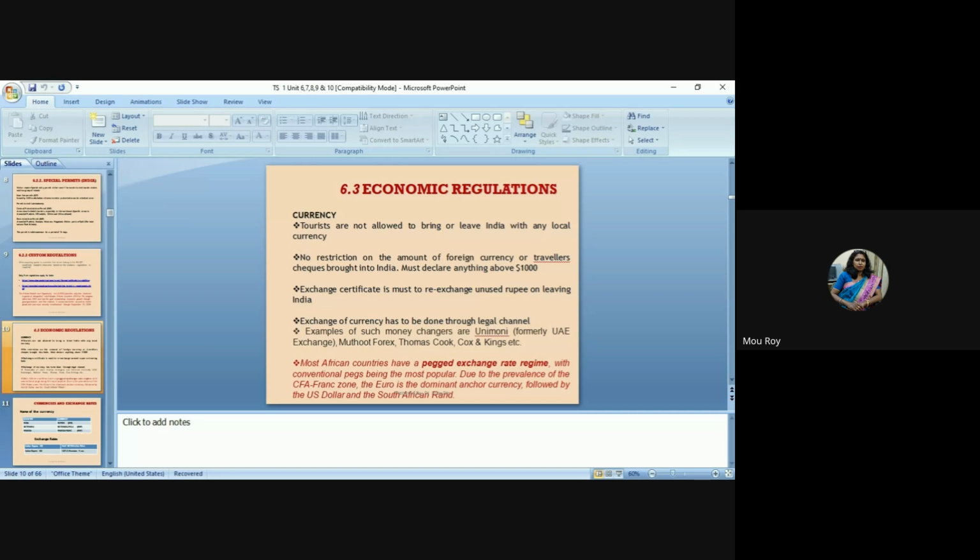Then you have Western Union Money Transfer, which is located at the airports. Plus you can also get it exchanged from places like the State Bank of India.